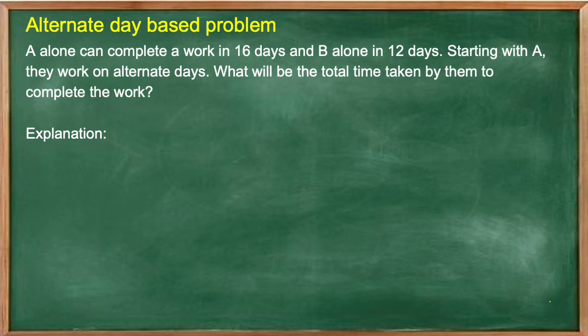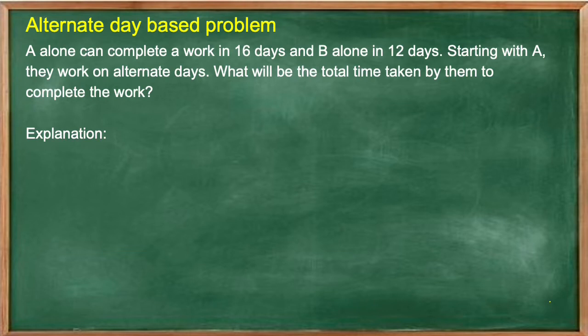Now let's understand the cycle here. So A's 1 day work will be 1 by 16 because he does the work in 16 days. So on first day, the work done by A will be 1 by 16. And on the second day, the work done by B will be 1 by 12 because B's 1 day work is 1 by 12. And then the cycle repeats. So in this cycle, the work done in first and second day will be 1 by 16 plus 1 by 12. And the cycle repeats every 2 days.